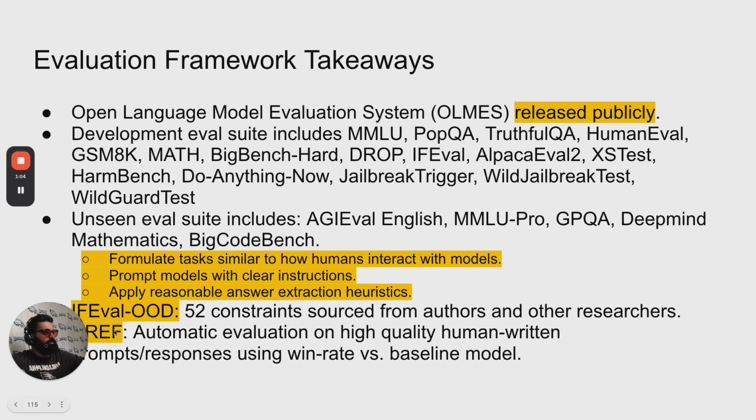They innovate 2 different unseen eval benchmarks. One is called Instruction Fine-Tuning Eval Out of Domain, where they create new custom 52 constraints sourced from these authors and other researchers. And then they have HREF, which is an automatic evaluation on high-quality human-written prompt responses using a win rate against a baseline model similar to the Alpaca eval framework.